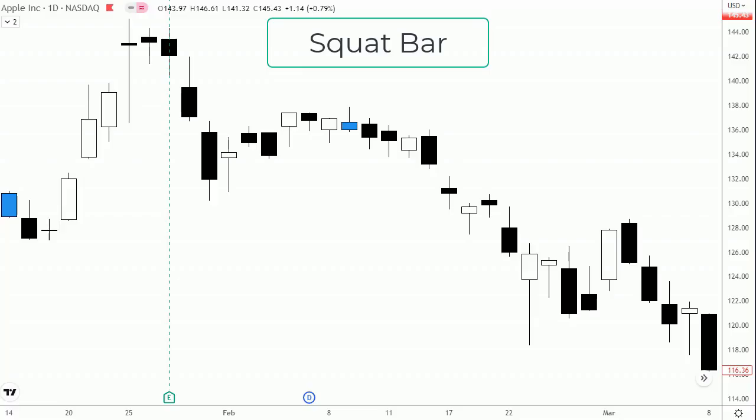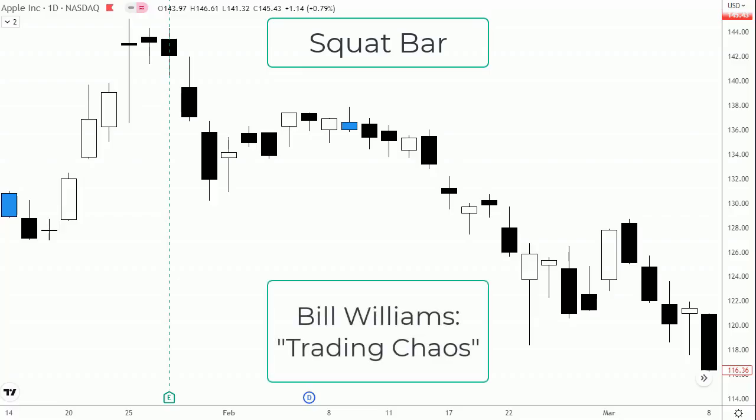Now, this was actually developed by Bill Williams in his book Trading Chaos. So let's give credit where credit is due. It's based on the MFI indicator, or the Market Facilitation Index. And essentially what you can see here is that I've got them colored. They're the blue ones. All right, so that's a squat bar.